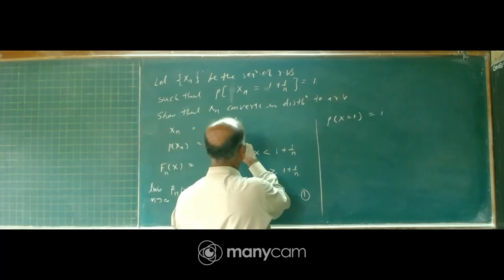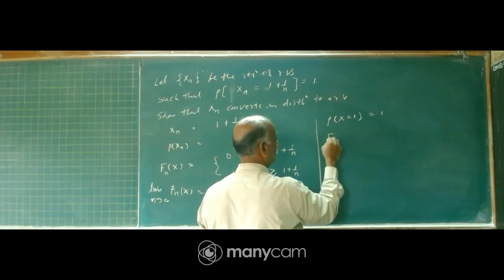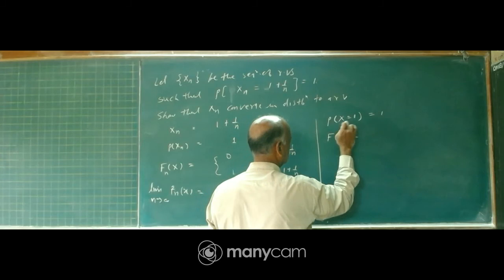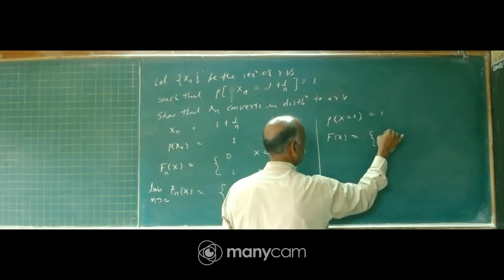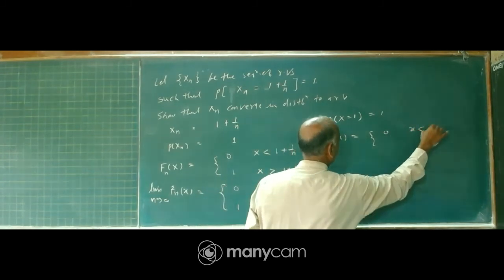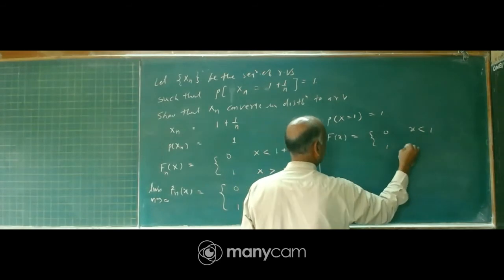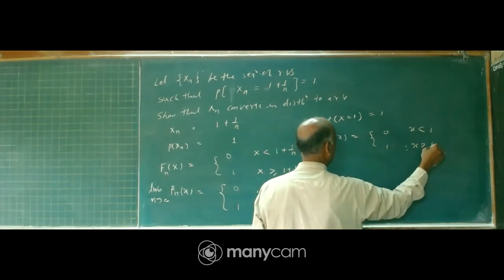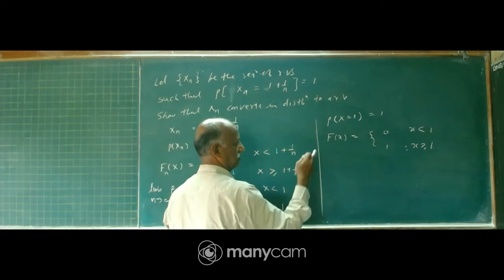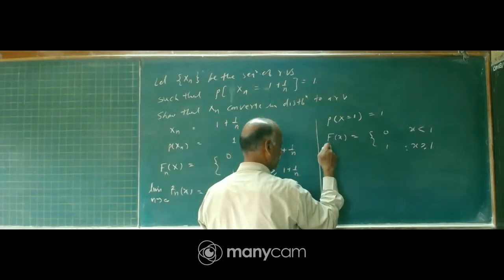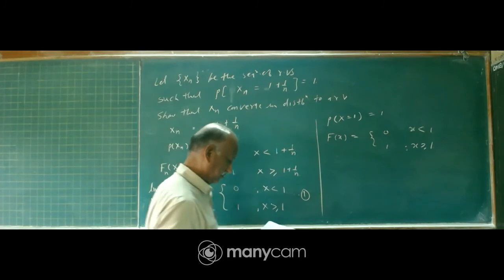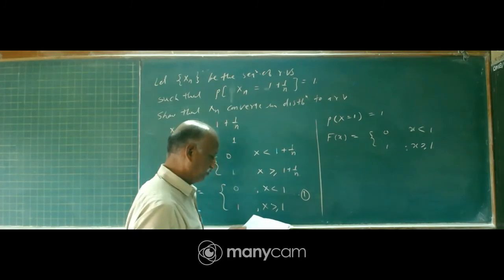आता x ची व्हॅल्यू 1 झाली, त्याचं डिस्ट्रीब्युशन फंक्शन f(x) काय होणार? 0 when x is less than 1 and 1 when x is greater than or equal to 1. F(x) हे डिस्ट्रीब्युशन फंक्शन आहे, आपल्याला डिस्ट्रीब्युशन फंक्शन मिळालं.